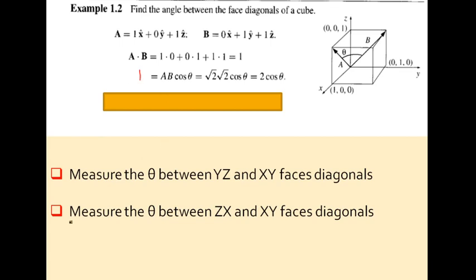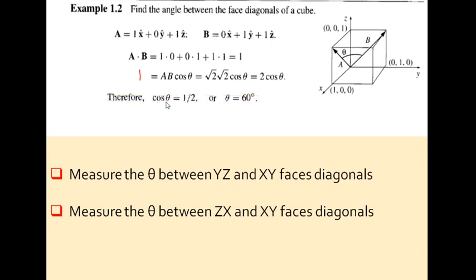And now the RHS is AB cos theta. How are we going to find the value of A? The magnitude of A is the square root of the squares of each component: 1 squared plus 0 squared plus 1 squared, so it will be root 2. Similarly, B will also be root 2, times cos theta. So root 2 times root 2 is 2 cos theta. If I take these to the left hand side, it becomes 1/2 equal to cos theta, so cos theta is equal to 1/2.